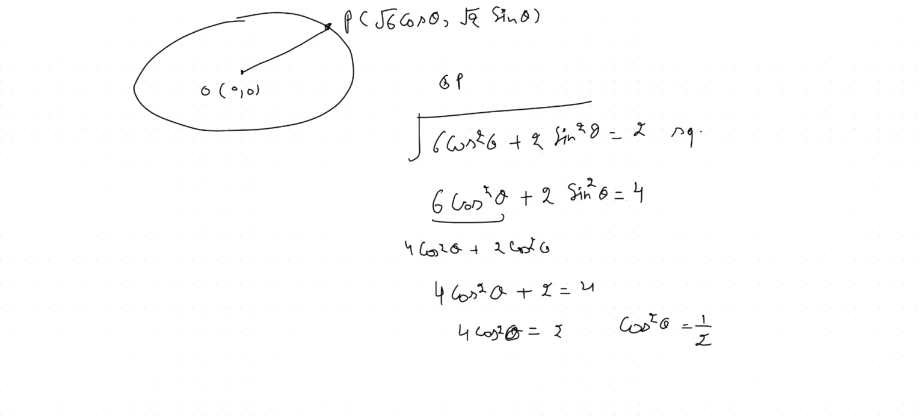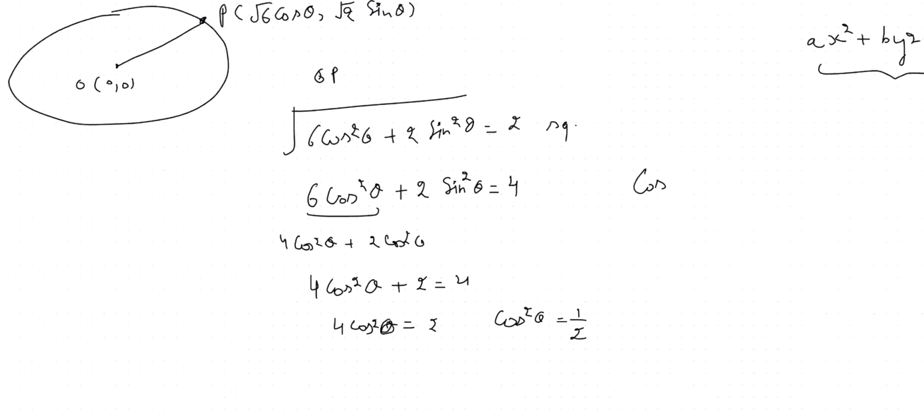Now cos square theta is 1 by 2. So cos theta will be not 1 by root 2. Cos theta will be plus minus 1 by root 2. Please remember, if x square is 4, then x is plus minus 2. Okay. So cos theta is plus minus 1 by root 2.